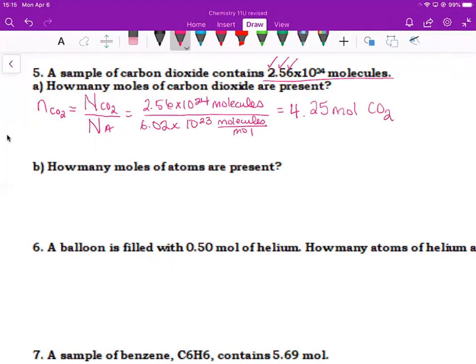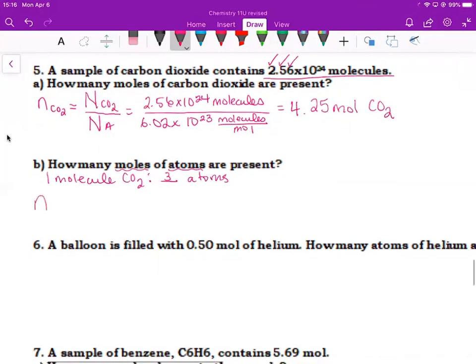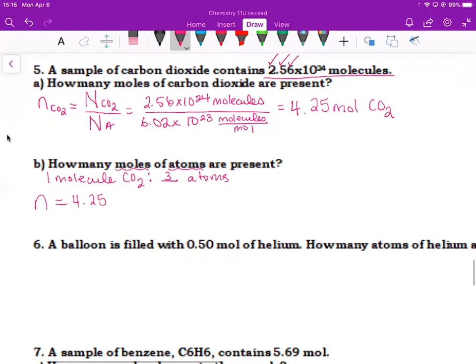Now for B, how many moles of atoms are present? The first thing we have to think is: 1 molecule of carbon dioxide has how many atoms? It has 3 atoms, so it's a 1-to-3 ratio. If I want to find the number of moles of atoms, I'm going to take the number of moles of carbon dioxide, and then, do you see how I put the CO2 there?